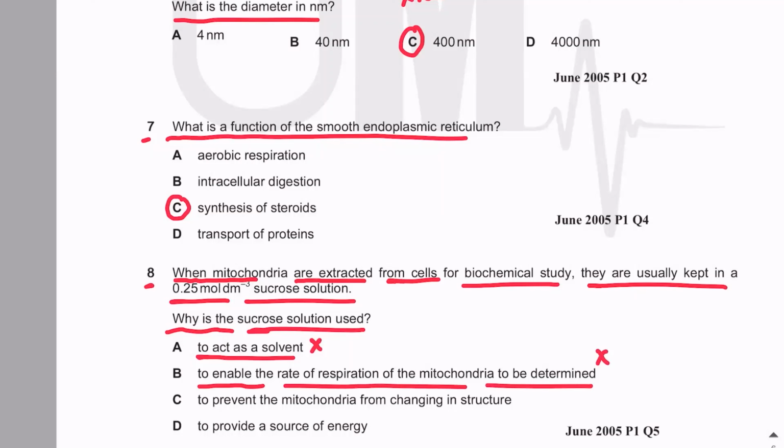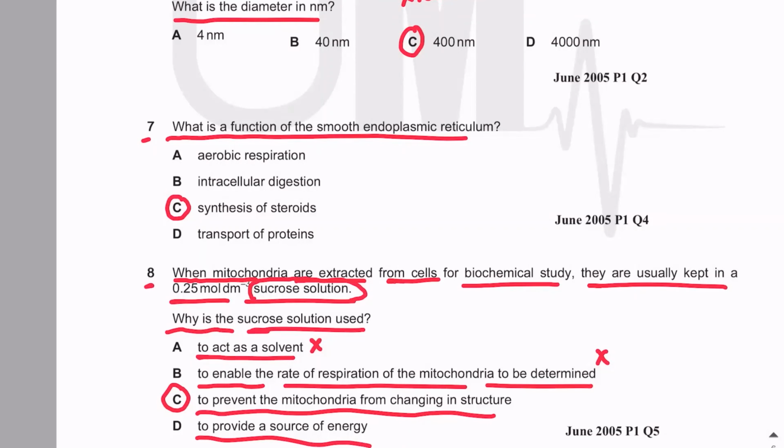No. To find the rate of respiration in the mitochondria, what do we need? We need to measure the uptake of oxygen per unit time, and we need to measure the volume of carbon dioxide produced per unit time to find the rate. This is not the correct answer. To prevent the mitochondria from changing its structure, this is the right answer. Why? Because why not D? Can you tell me why not D? To provide a source of energy. It's a sucrose solution, right? So sucrose is a carbohydrate. Why not D? Yes, sir.